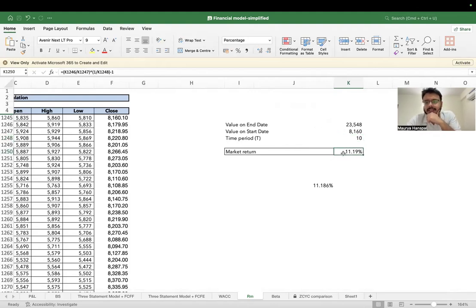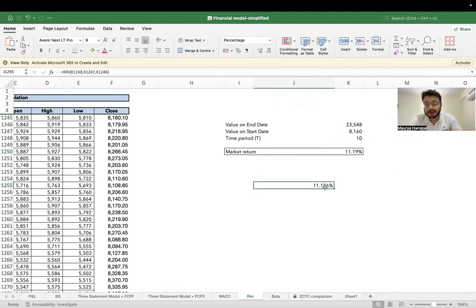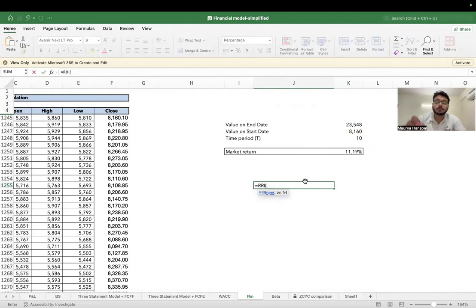So one way to calculate the CAGR is using the normal CAGR formula. That is your final value divided by the beginning value to the power of 1 by 10 minus 1. Final value divided by the beginning value to the power of 1 by time period minus 1. Whole full-fledged formula लगा के. But the best way which I prefer is by using a formula called RRI. RRI gives you the compounded annual growth rate in Excel.